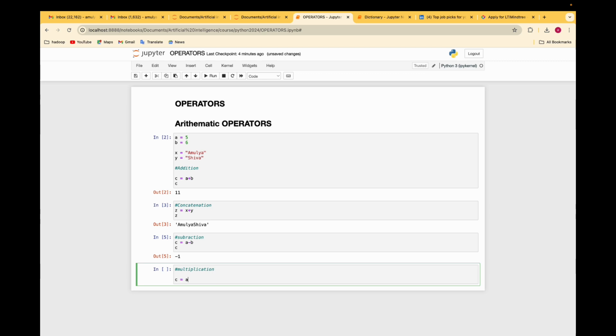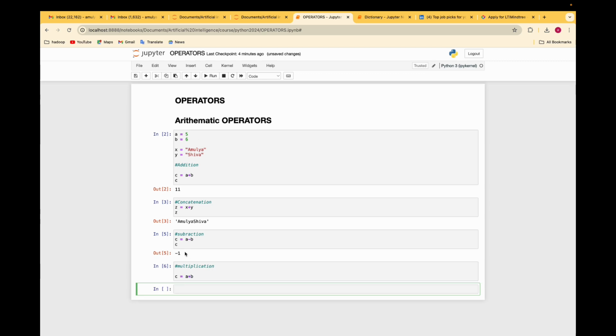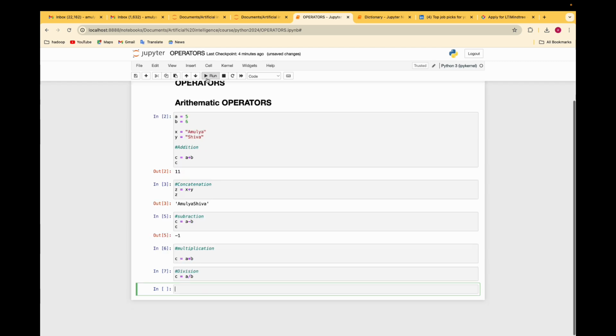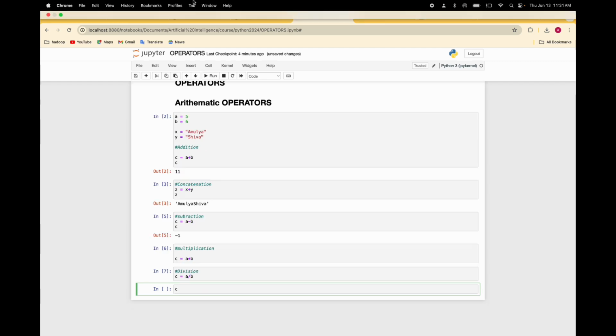c equals a times b. And if you want division, how do you do it? Division, c equals a by b.